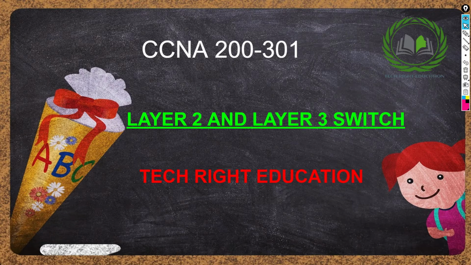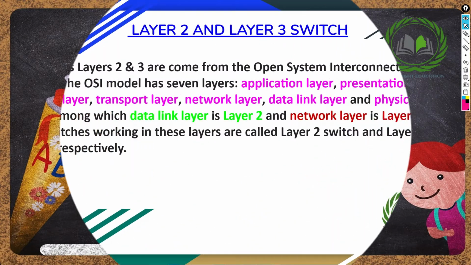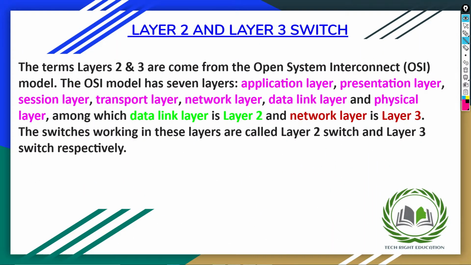In this video, I am going to discuss Layer 2 and Layer 3 switches. So let's begin our session. So what is a Layer 2 and Layer 3 switch? Basically it comes from the OSI model, that is the Open System Interconnection model. If you don't know about the OSI model, then you can see my OSI model video.